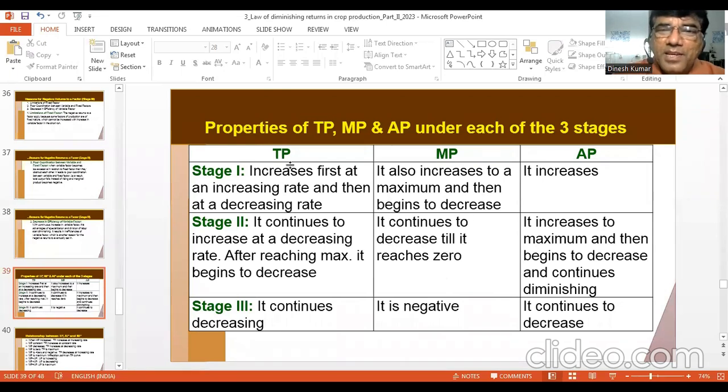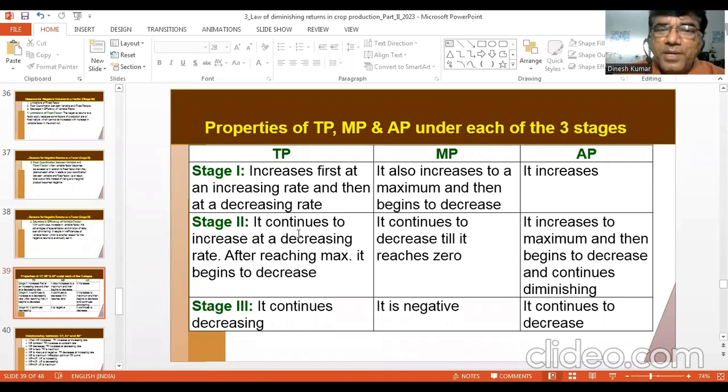Stage 1: TP increases first at an increasing rate and then at a decreasing rate. It also increases to a maximum and then begins to decrease. In stage 1, AP increases. So now, one of you asked me about the behavior of TP, MP, AP in 3 different stages. So here is the answer.